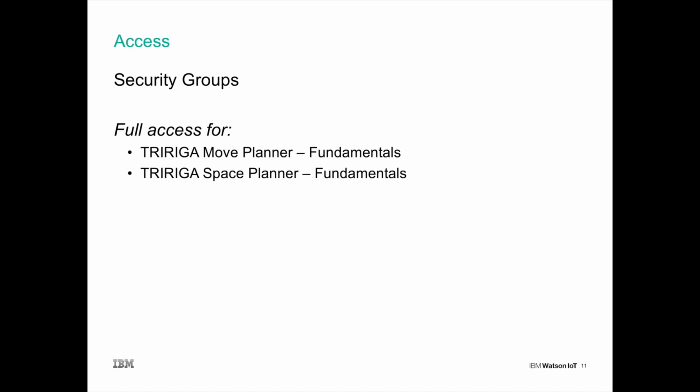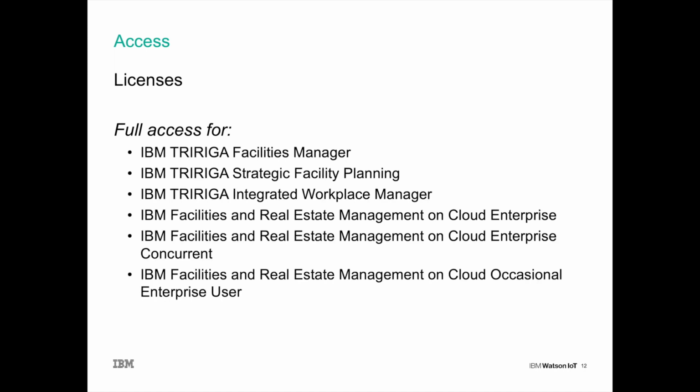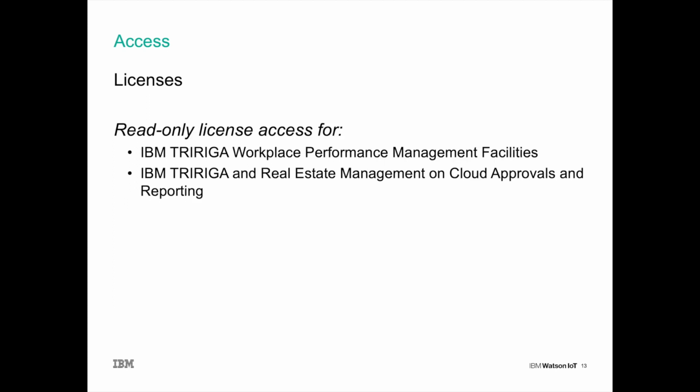Now, these are the next few slides for access. We'll be going through security groups and licensing, so it's pretty cut and dry. For security groups, you've got full access for the Move Planner and the Space Planner. And then for licensing, this is a list of licenses that have full access: facilities manager, strategic facility planning. I won't go through it one by one, but you could read this off for reference. So this is full access licenses, and these are read-only licenses.